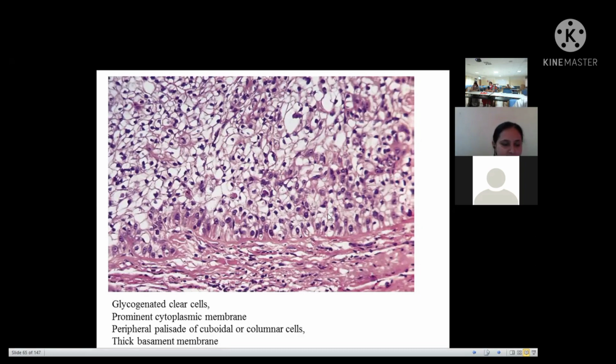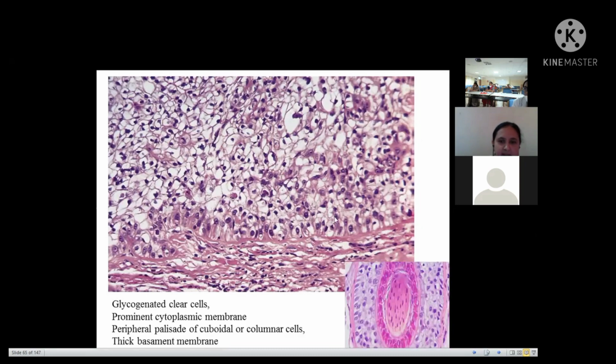I just wanted this feature to be noticed. We see these clear cells, palisading of the columnar cells and hyaline basement membrane in the outer root sheath. It resembles the outer root sheath with this hyaline basement membrane.